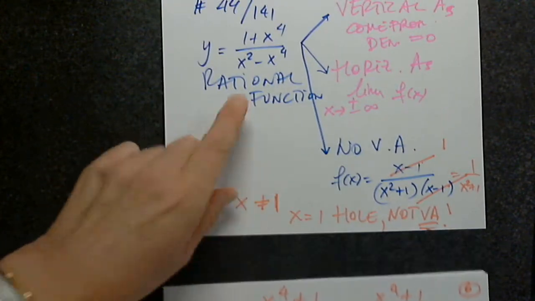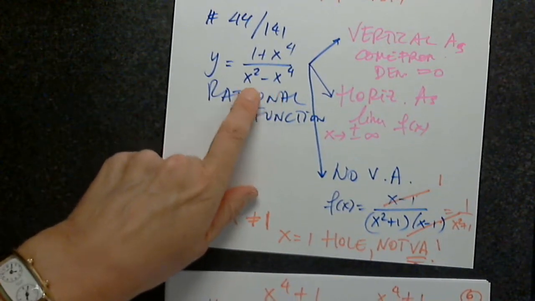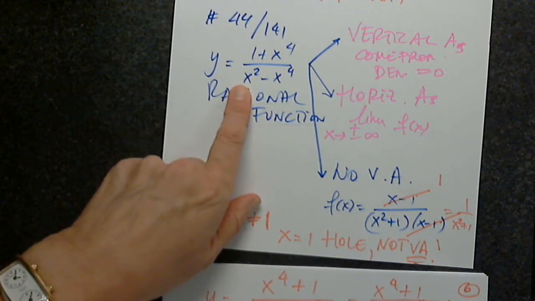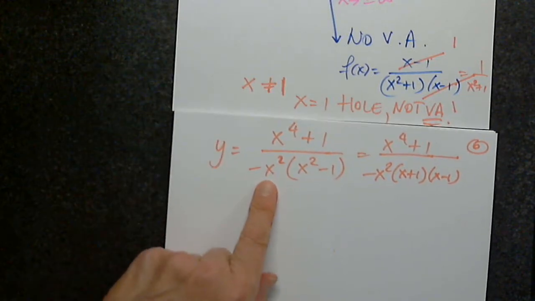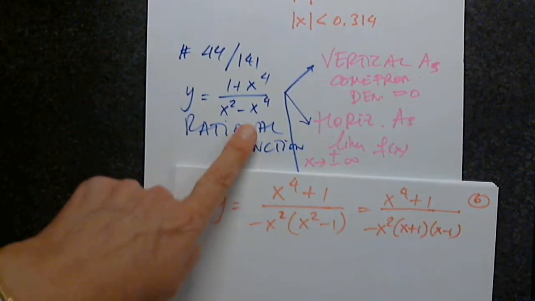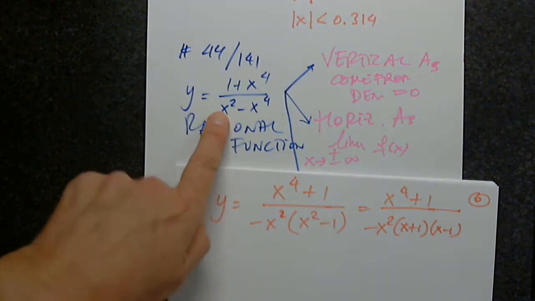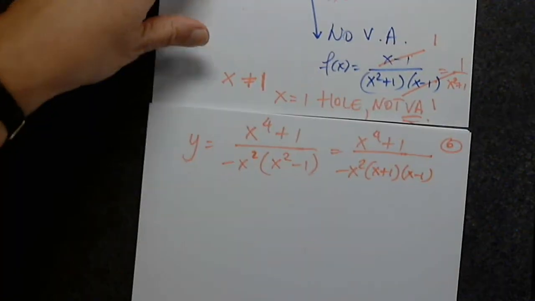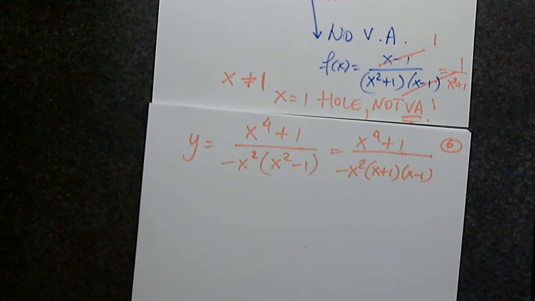So one more time, from here, I rearrange it into negative x squared plus x to the 4th plus x squared. I factor out negative x squared. If you need to check, negative x squared times x squared is that. Negative x squared times negative 1 is positive x squared. And we have 4 factors in the denominator. However, 2 are the same. These 2 are the same.